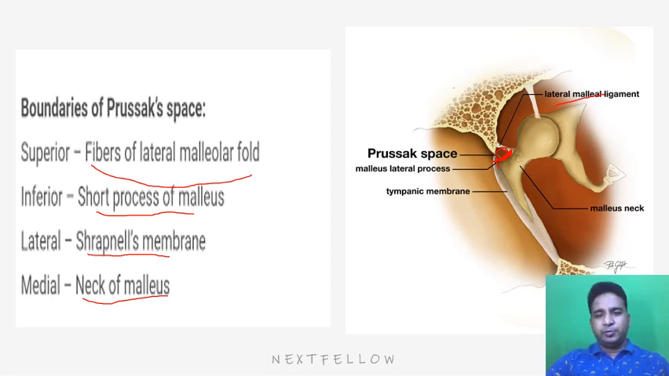I'll mark it with blue, the structure shown here in white. So this is my lateral malleolar ligament. Again, this is an examination-important point. It has been asked previously on the boundaries of the Prussak space. And what is the importance of this Prussak space? It is the most common site of origin of cholesteatoma.